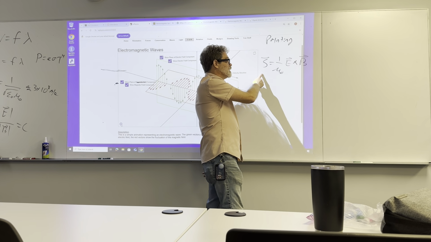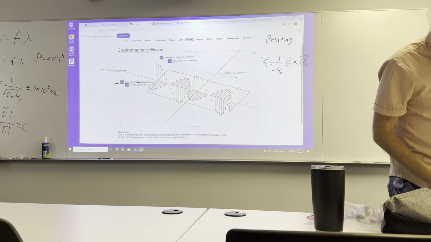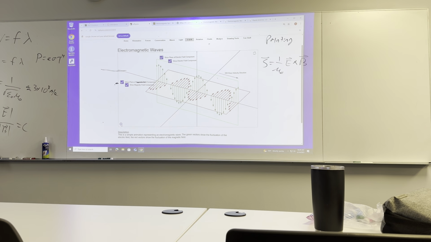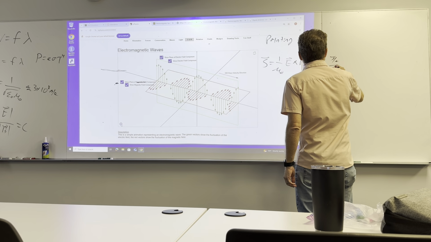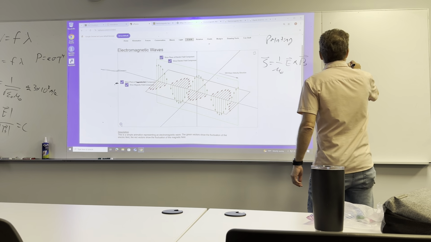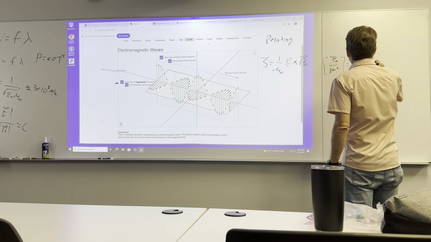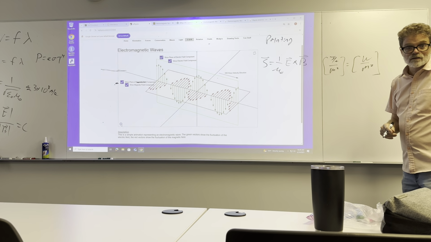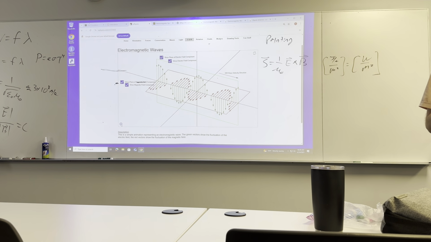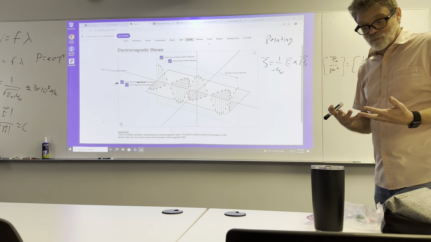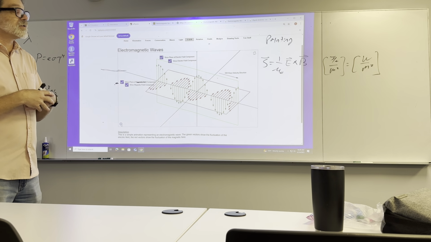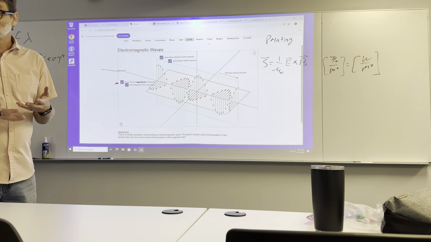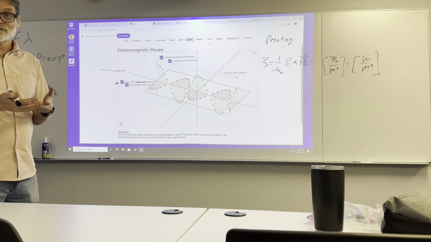And the units for S are joules per second per meter squared, or watts per meter squared. So it basically is power per unit area. That is what this Poynting vector is telling me. It's telling me how much power I'm transmitting per unit area of space.